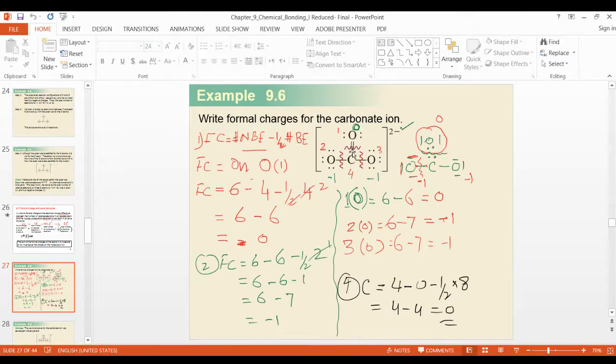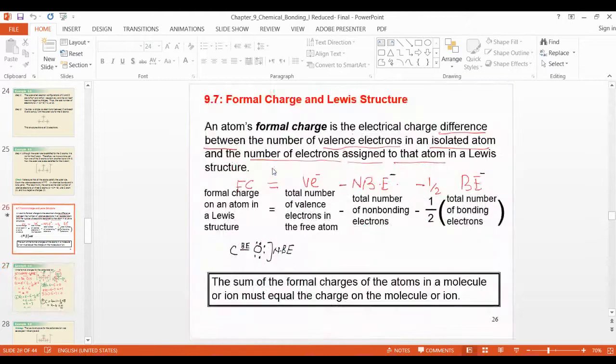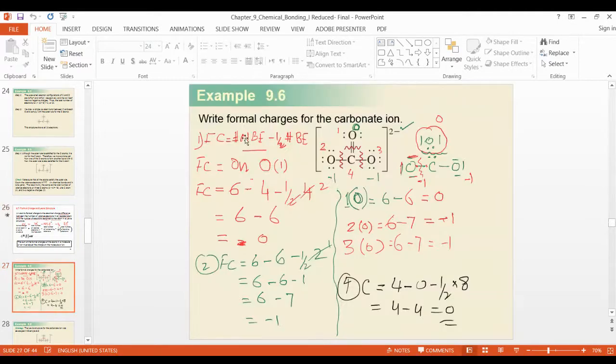This is another method I already explained. The formal charge on each atom you have to determine: number 1 oxygen, number 2 oxygen, number 3 oxygen. So for number 1 oxygen, I will take the formal charge: valence electrons minus non-bonding electrons minus half bonding electrons. The valence electron term should be here.